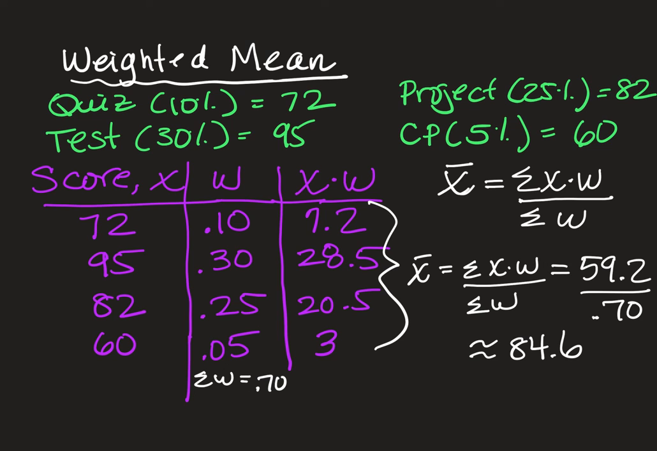I used my rounding rule. My scores were to the nearest whole number, so I gave it to the nearest tenth, one more decimal place. So that would be my average at that point in the semester. Okay, so that is a weighted mean, and I hope that you saw the similarities between this and what we've done in class with the grouped mean.